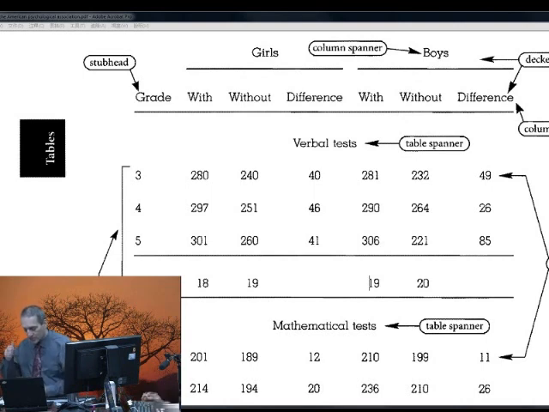What do we have here? We have girls and boys, so we split the sample on gender. Also, we have with, without, and difference. So now we have three subdivisions of girls and three subdivisions of boys. Then we gave them some questions or tasks to do. What kind of tasks did they do? Two tasks. One was verbal, one was mathematical. And what did we do? We put the verbal, and then underneath verbal, we put the math. Because it's the same thing. The girls had three different groups of verbal, three different groups of mathematical. The boys had three different groups of verbal, three different groups of mathematical.